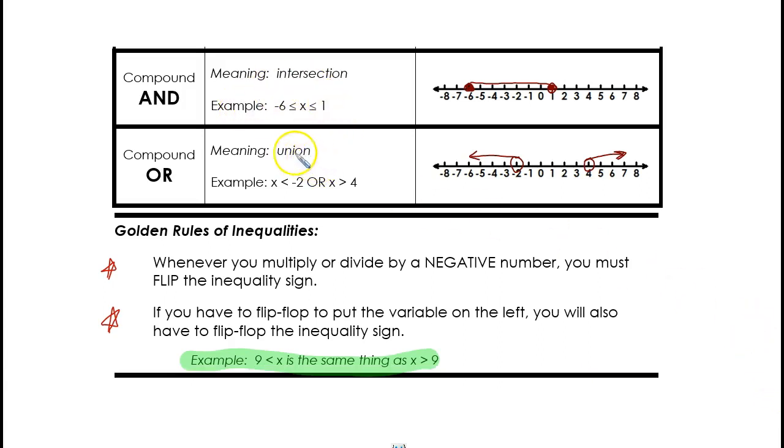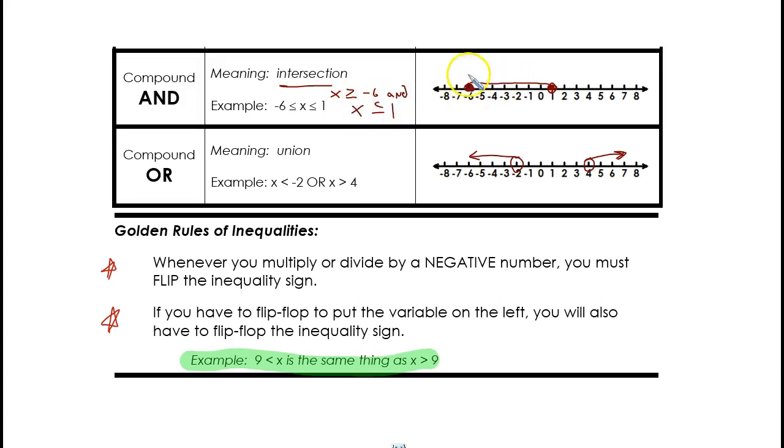Today, for the most part, we're going to be using compound inequalities, like the compound and the compound or. So for the compound and, you're going to see things like negative 6 less than or equal to x less than or equal to 1. We call compound ands intersection problems. And when we have an intersection problem, we're interested in what's shared. Essentially, this is like saying x is greater than or equal to negative 6 and x is less than or equal to 1.